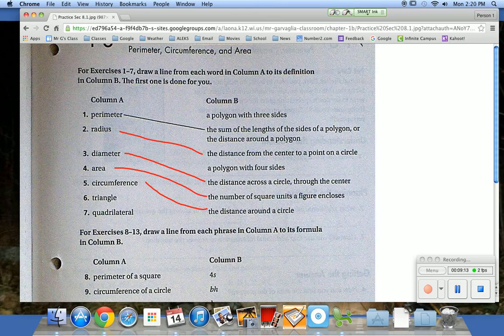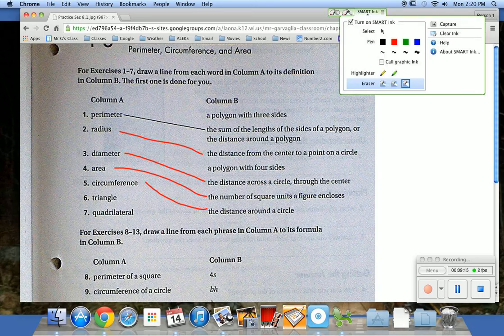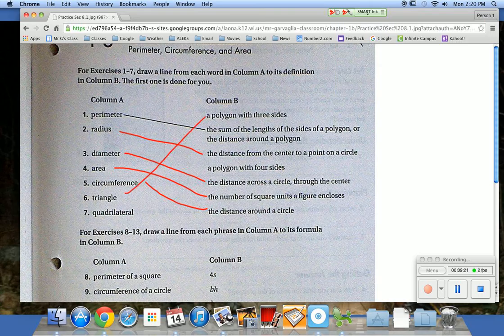All right, where would that be on here? A polygon with 3 sides. And then the other one is a polygon with 4 sides. Quadrilateral. A square. A rectangle. Could this be a polygon?